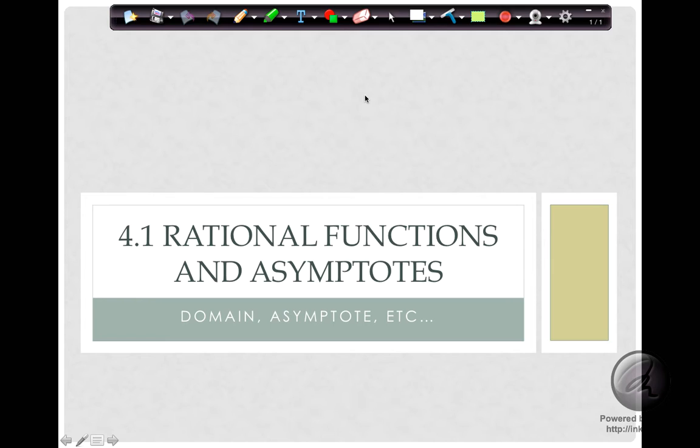All right, welcome, ladies and gentlemen, to the first section for Chapter 4. We're going to be looking at rational functions and asymptotes. So we're going to look a little bit at domain as well, but really jumping into the idea of an asymptote.